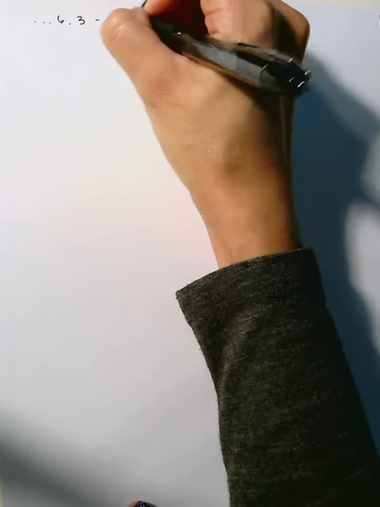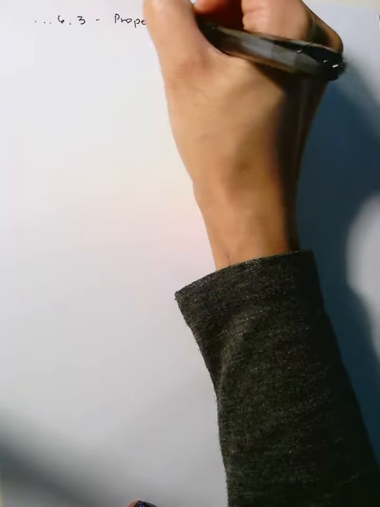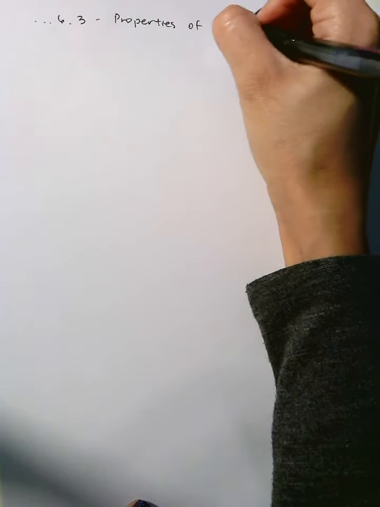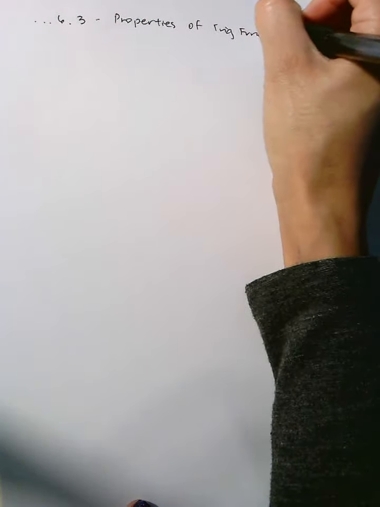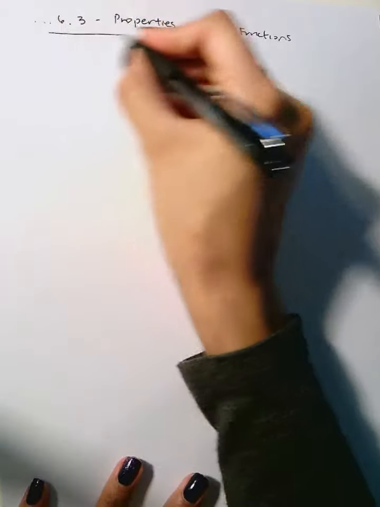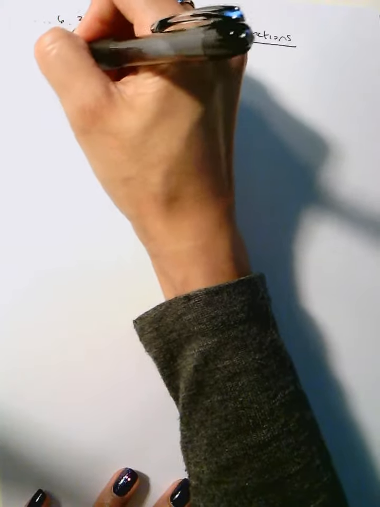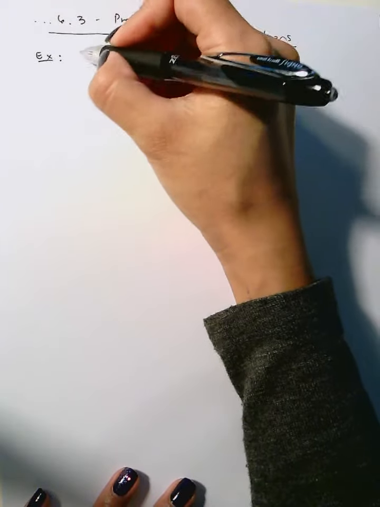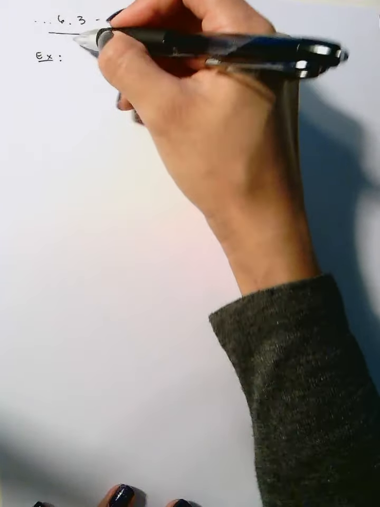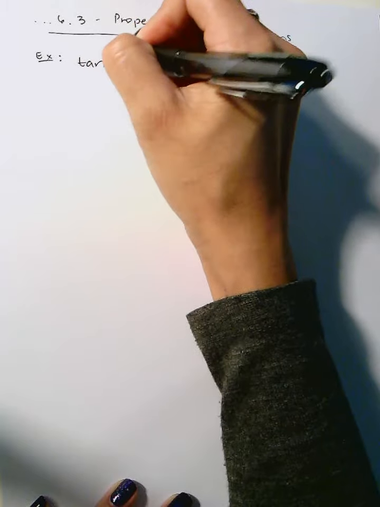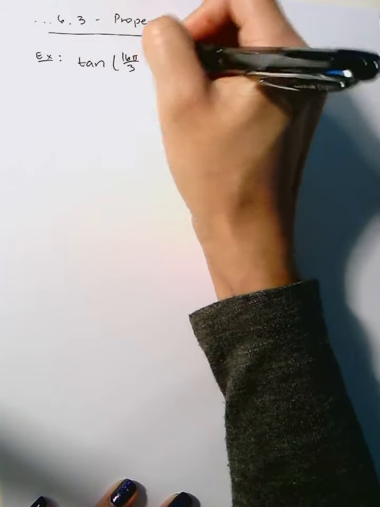We're going to go ahead and continue section 6.3 on properties of trig functions. And the problem I want to do is similar to the one that we did in class, which for this one we're going to find the exact value for tangent of 16 pi over 3. So we're going to find what tangent of 16 pi over 3 is equal to.